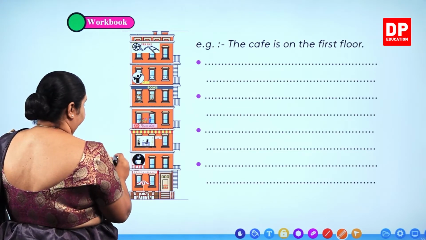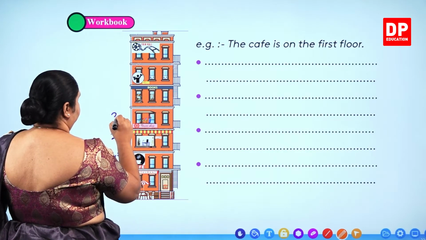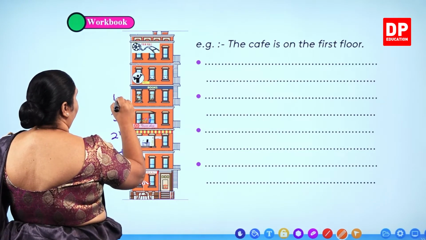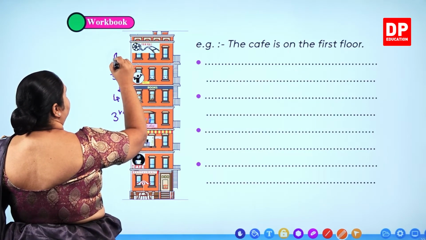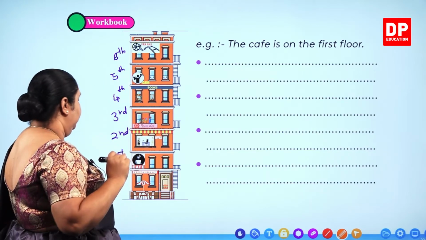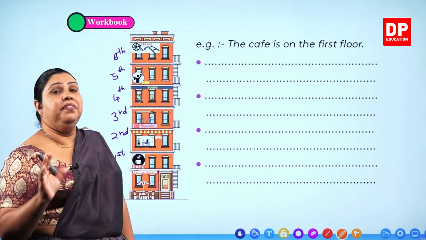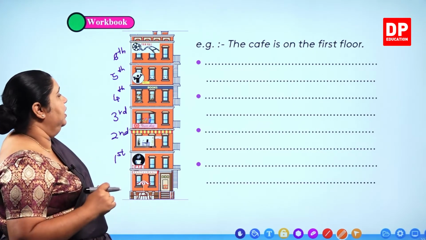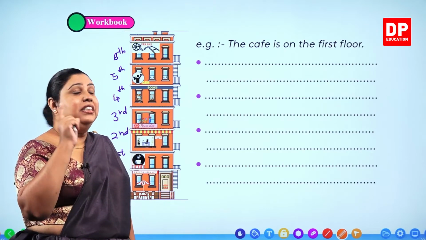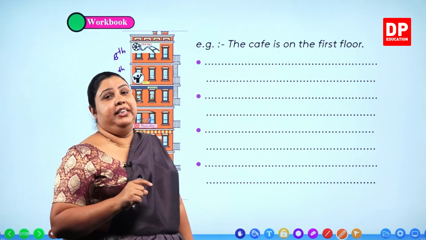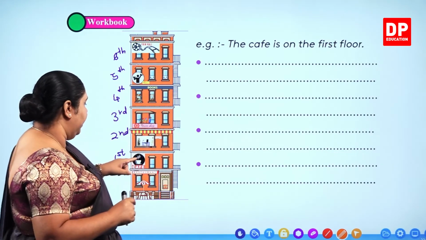Now here see, first, second, third, fourth, fifth and sixth. We have all the floors like this. Now we have to write what we have in each of these floors. Okay? Right. So now we are going to start with the first floor. Now here as the example they say the cafe is on the first floor. So is that right? Yes.